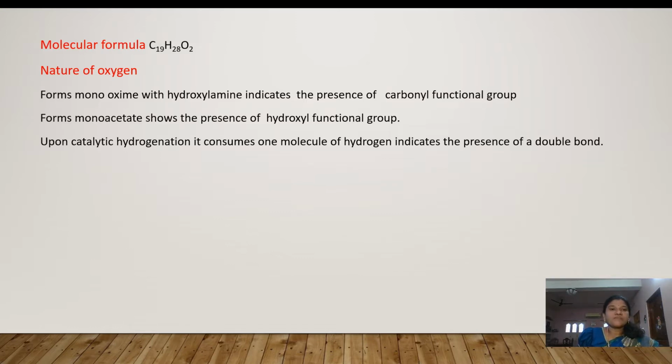First, we have to find out the nature of the oxygen atoms and the presence of functional groups. It forms a monooxime with hydroxylamine, which indicates the presence of a carbonyl functional group. It forms a monoacetate, which shows the presence of a hydroxyl functional group. Upon catalytic hydrogenation, it consumes one molecule of hydrogen, which indicates the presence of a double bond. Therefore, in the structure of testosterone, there is a carbonyl functional group, a hydroxyl functional group, and a double bond.